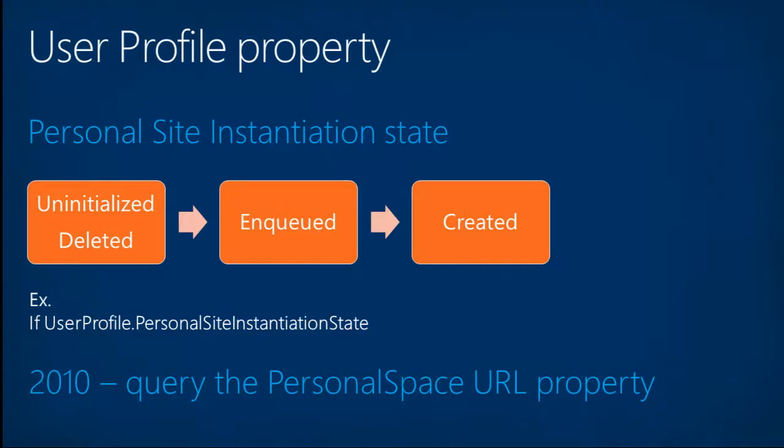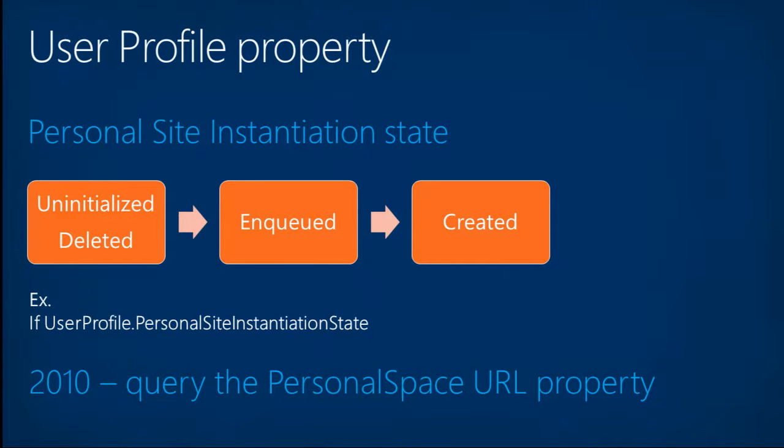So when we started to think about the whole queue design and started to implement the queue design, we thought that it would be a good idea to add a profile property, which will give you some idea on what state the personal site is in. So the possible states the personal site can go through are uninitialized, which is the starting point. After that, if the request is in the queue, the state will be enqueued. And at the end, of course, it will be created.